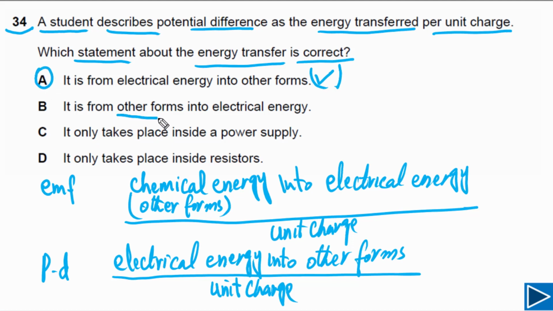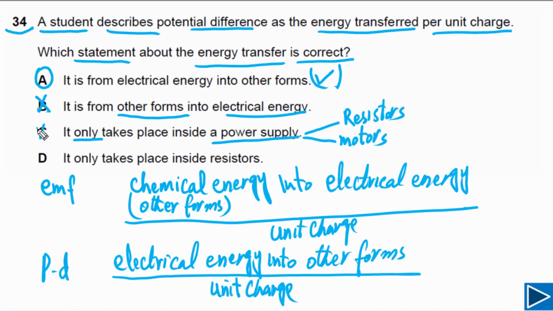If you look at option B, it is from other forms into electrical. So this one is wrong actually. This is about EMF. So option B is not correct. If you look at option C now, it is given to us that it only takes place inside a power supply. But this energy transfer means electrical energy can be converted into other forms in other devices as well. This energy transfer also can take place inside resistors. It also can take place inside motors and so on. So option C is incorrect. It is saying only.